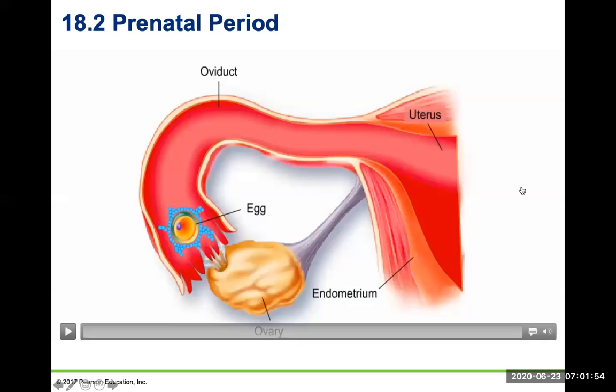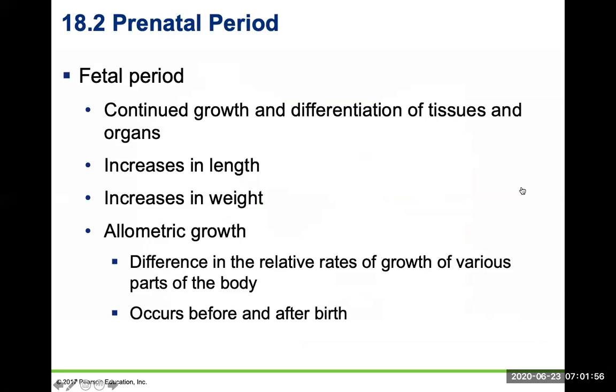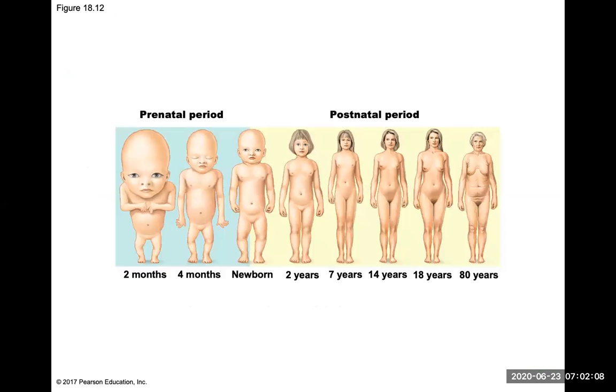Great video on the prenatal period. In the fetal period, the fetus will increase in length and weight. Allometric growth is the difference in the relative rates of growth of various parts of the body. So you can see here the prenatal period. At 2 months, the head is kind of too big for the body at this point, and by 4 months, in the newborn, everything kind of averages out. And then the postnatal period.